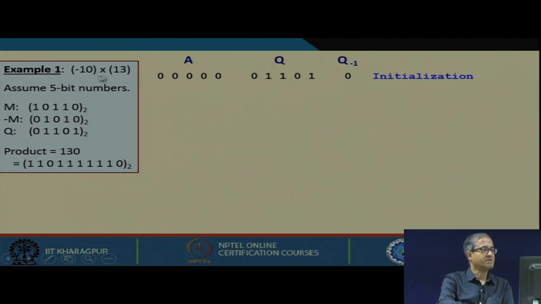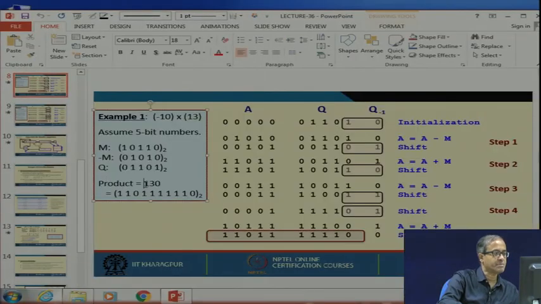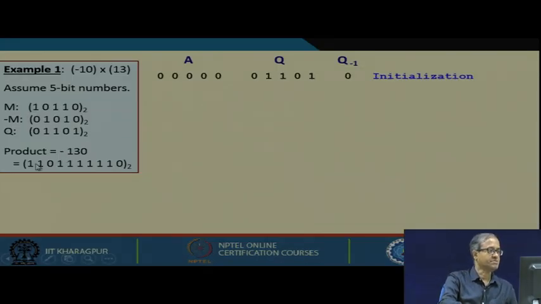Let's take an example. So multiplicand is negative, minus 10. This M is 10110. Minus M is the 2's complement of that. This is 01010. Whenever I have to subtract, I'll actually add minus M. That is equivalent to subtracting M. So I am showing both M and also minus M. The multiplier is 13, so the product will be minus 130. The product is minus 130.